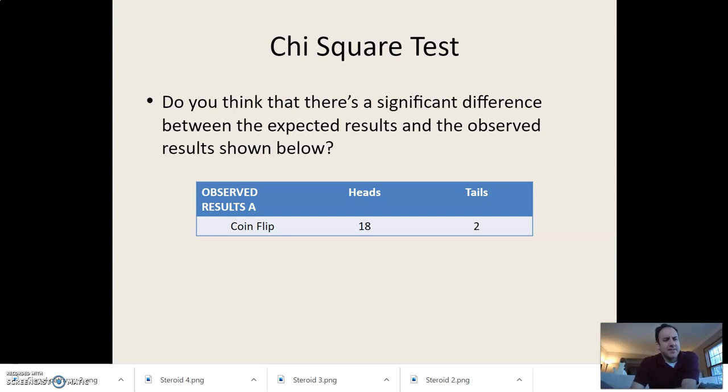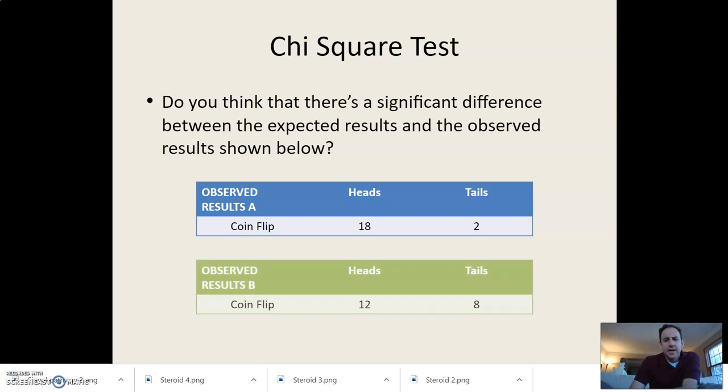Like, something seems like maybe it's a weighted coin, or there's something going on with that, because that's a really dramatic difference. And then you do it again with another coin and you get 12 heads and 8 tails. And I think most of us would think, well, 12 and 8, that's pretty close. That's probably just random chance causing that variation. And so the question really is, where's the line? Like, what if it's 13 and 7 or 14 and 6?